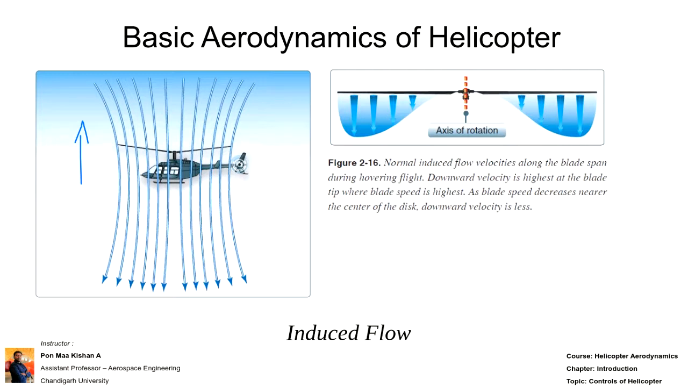If you see the right side image, the tip has more induced flow velocity. Throughout the span, the induced flow will also be decreasing. The same is true in the frontal position also. So the tip has larger speed, and throughout the span towards the root, the induced flow will be decreasing.